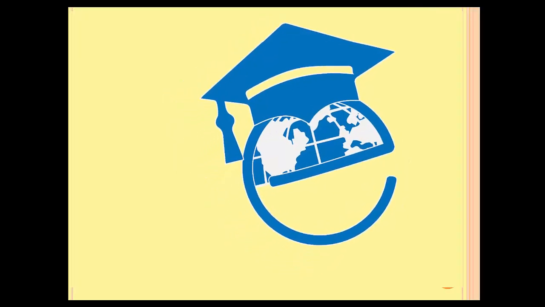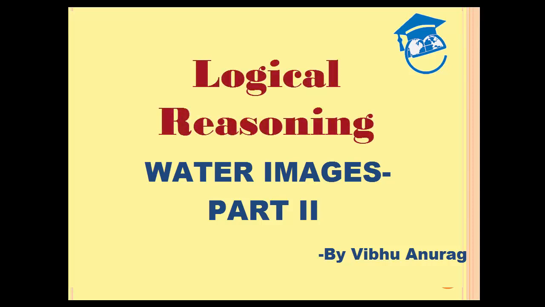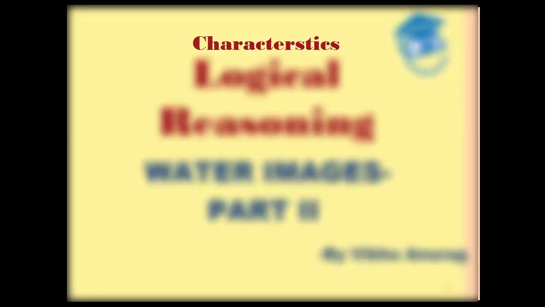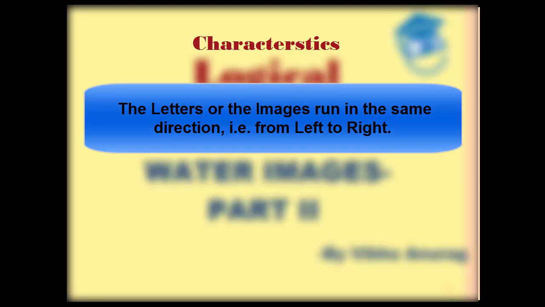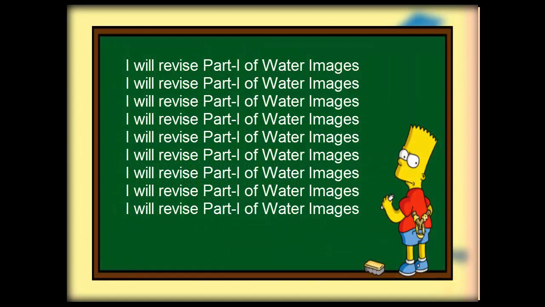Hello friends, welcome to part 2 of Edupedia World's video on water images in our series of logical reasoning videos. In part 1, we have gone over the basic characteristics that water images have. That is, the letters or the images run in the same direction and they are inverted about the x-axis. That means we have to drop them down by 180 degrees about the x-axis, just like you would see your image in the water. Now, if you haven't seen part 1, please go back, watch it and then come back to this video. Okay, so let's continue.